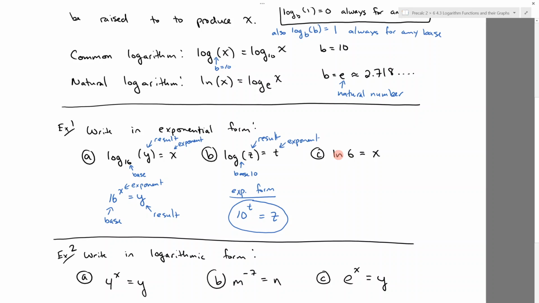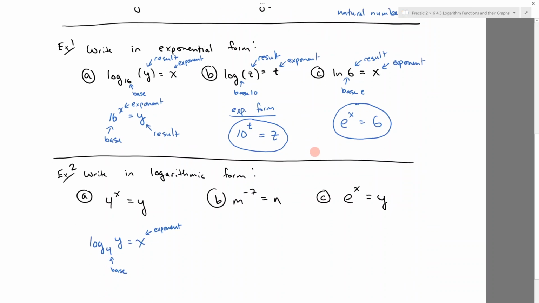Similarly, for natural log, that means that the base is e. This is the exponent, and this is the result. So I can write the base e raised to the exponent, which is x, is equal to the result, which is 6. Again, we're not calculating anything. We're just writing it in exponential form.